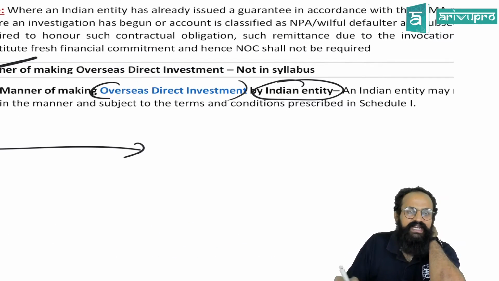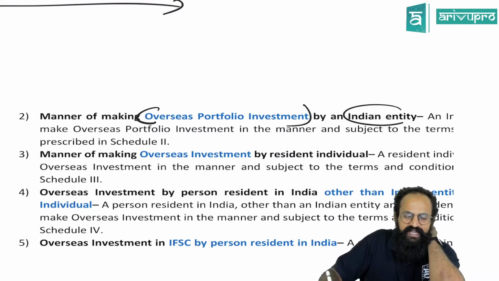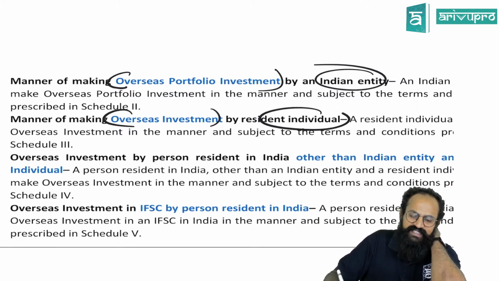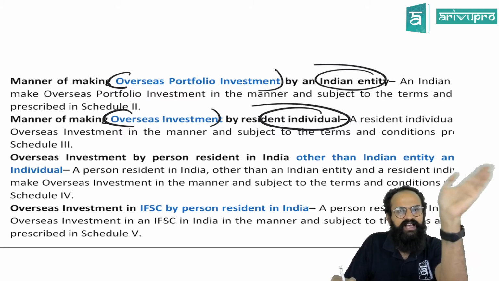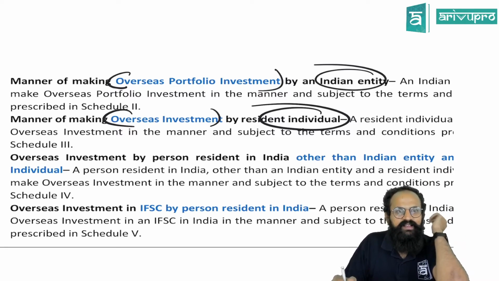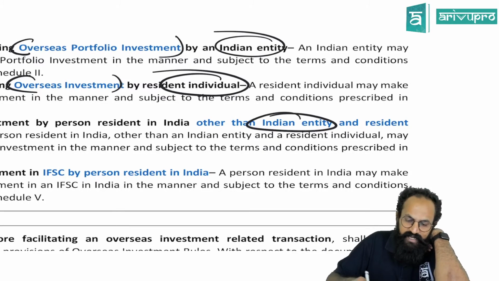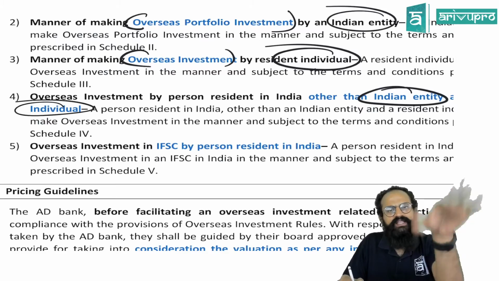ODI made by an Indian company. OPI made by an Indian company. Overseas investment made by a resident individual, meaning OI, overseas investment, includes FC as well as ODI. Sir, overseas investment by a resident in India other than an Indian company or resident individual. So for everyone there are different rules.